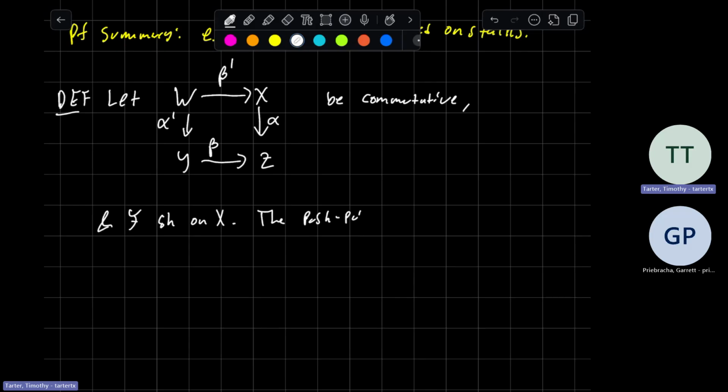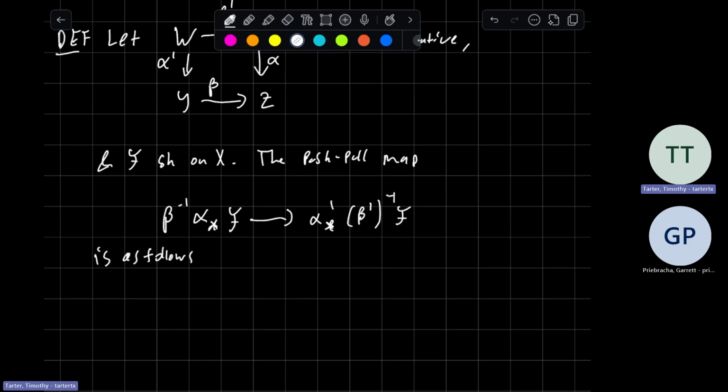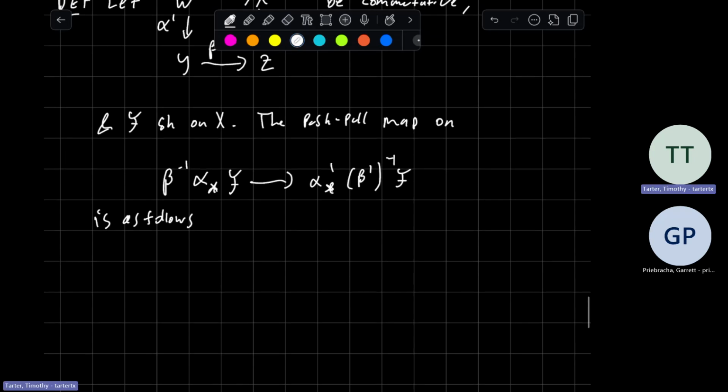The push-pull map, oh sorry, the push-pull map beta inverse alpha star F to alpha star prime beta prime inverse F is as follows. And it's on sheaves of Y. I see.